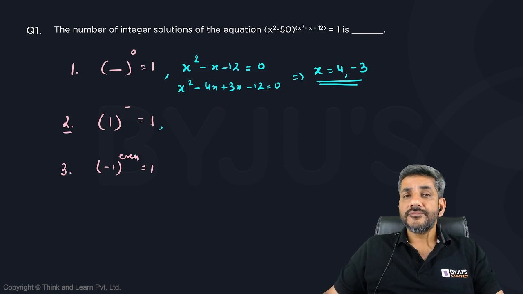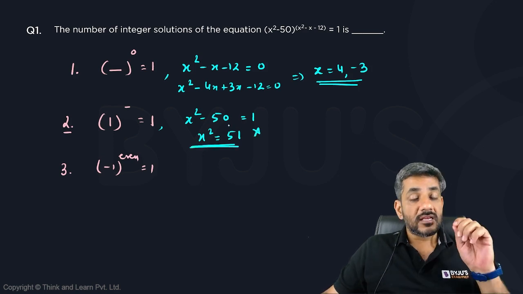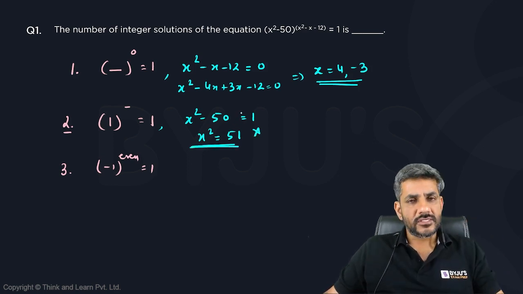Second scenario, when the base is equal to 1. If the base is equal to 1, whatever the power is, it will be equal to 1. So base is equal to 1 means x² = 51, but this does not provide any integral solution. So therefore, this also is not valid. Let's come to the third case.